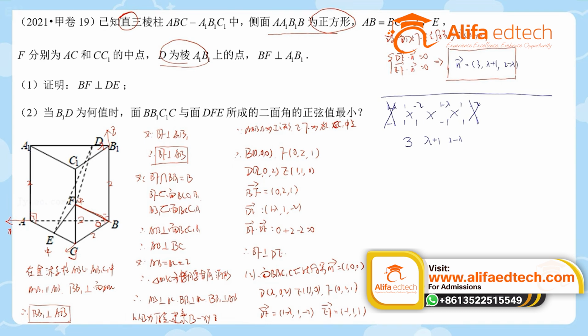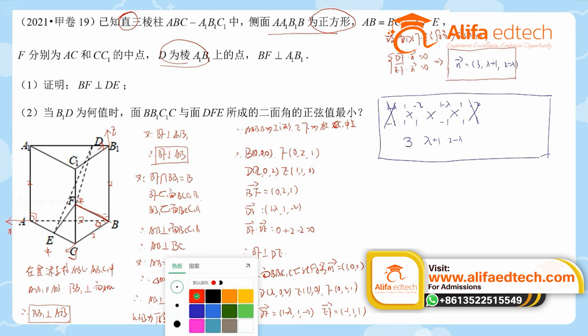So this means that during this process, you need to know how to write out the steps for this part, which is, let's assume x equals 3. Then we can calculate that y is lambda plus 1 and z is 2 minus lambda. That's how we solve for lambda here.